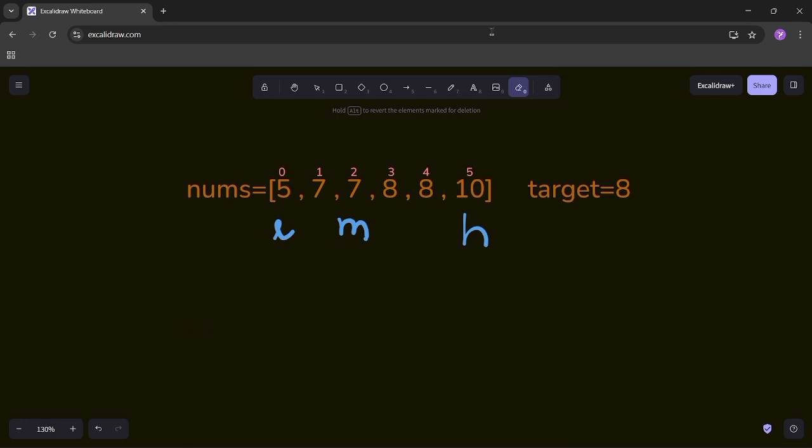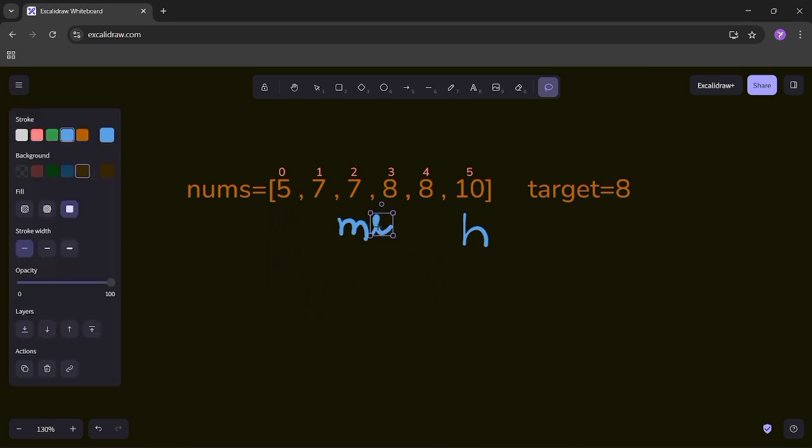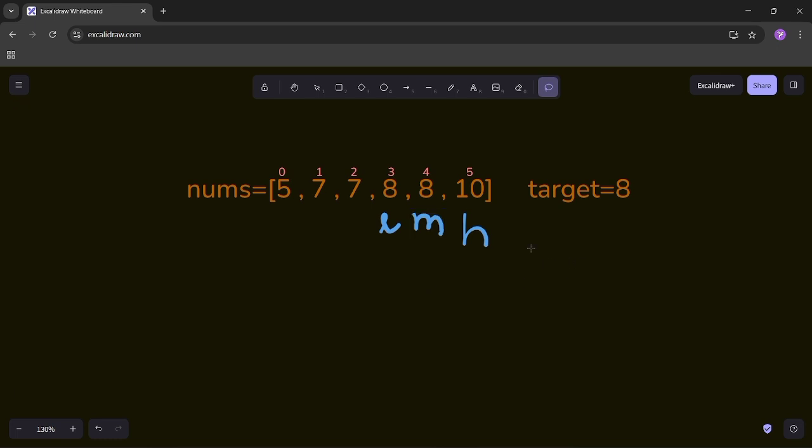So if I compare my mid value, which is 7, and the target value, which is 8, is my mid value greater than target? No, not at all, right? So what we have to do, we're going to move the left pointer to the right side. We're going to find mid, which is going to be 8, right? Now we check again: my mid value, which is 8, is it greater than target? No, my mid is not greater than target.